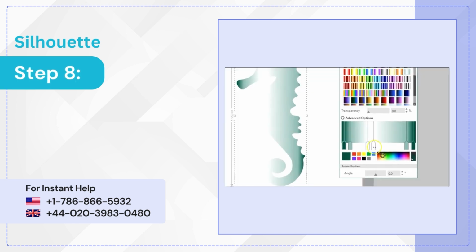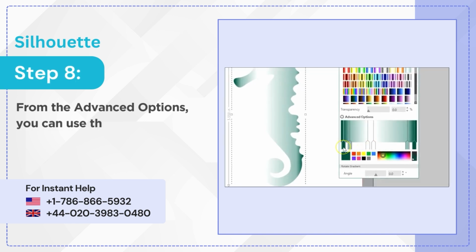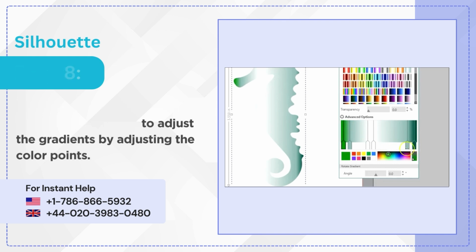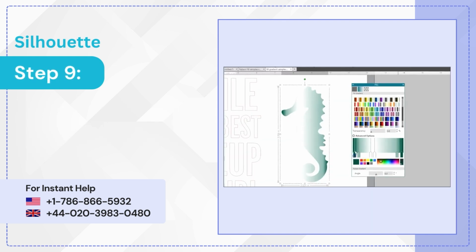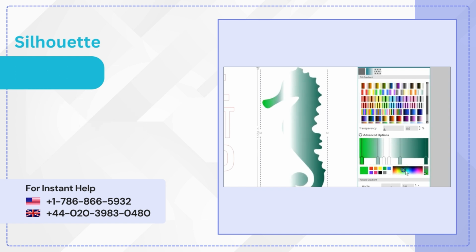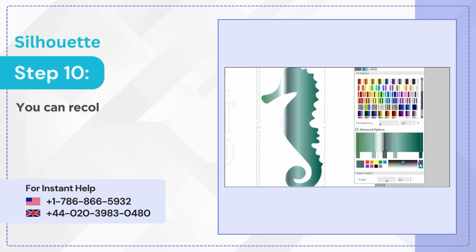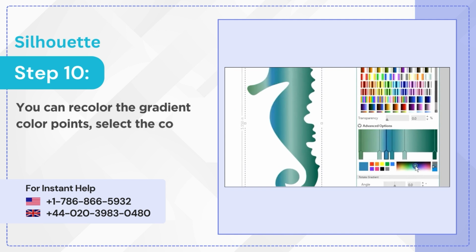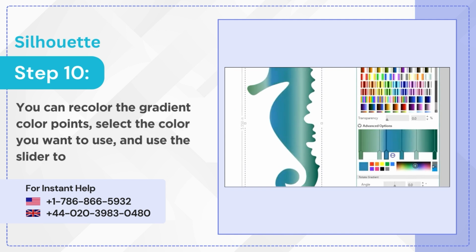Step 8. From the advanced options you can use the bars to adjust the gradients by adjusting the color points. Step 9. Slide the inner bars to adjust the gradients. Step 10. You can recolor the gradient color points. Select the color you want to use and use the slider to adjust the gradient.